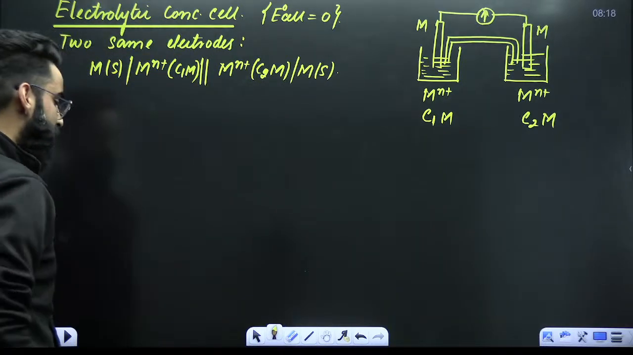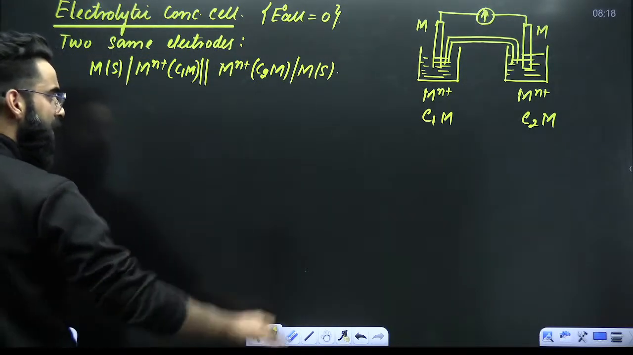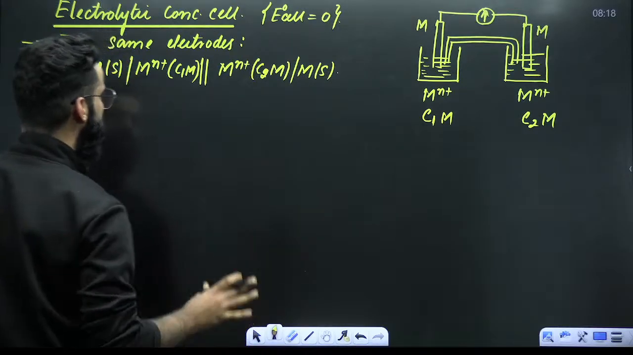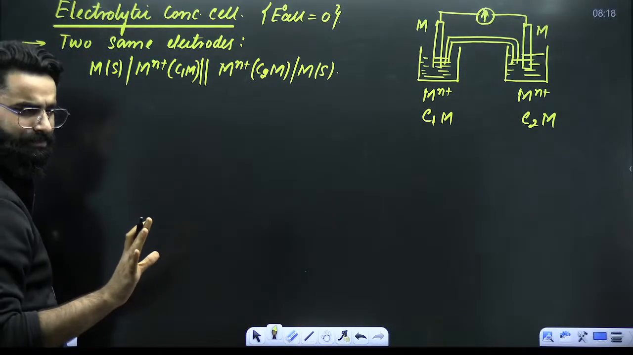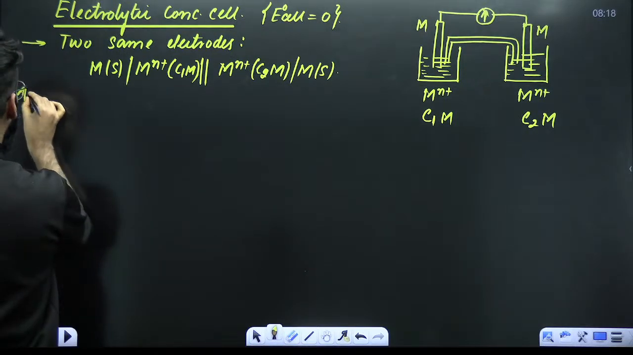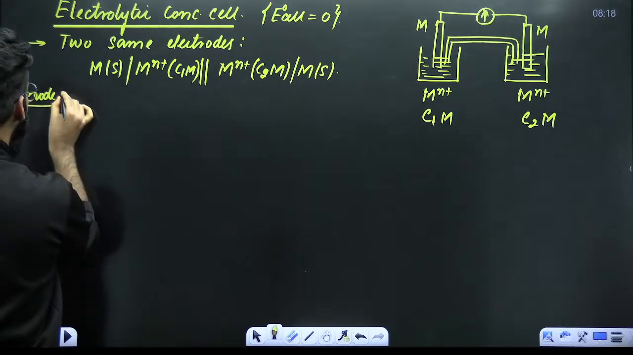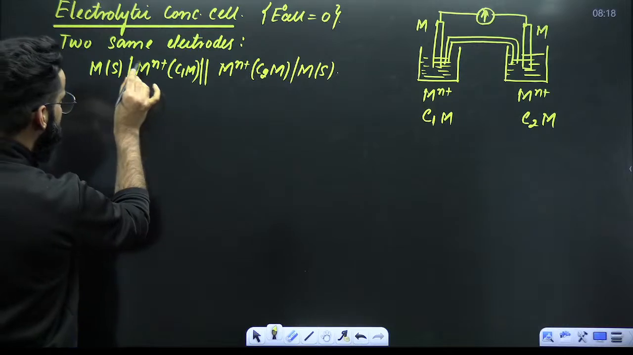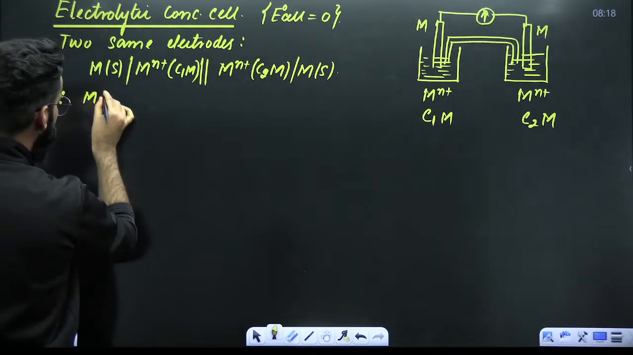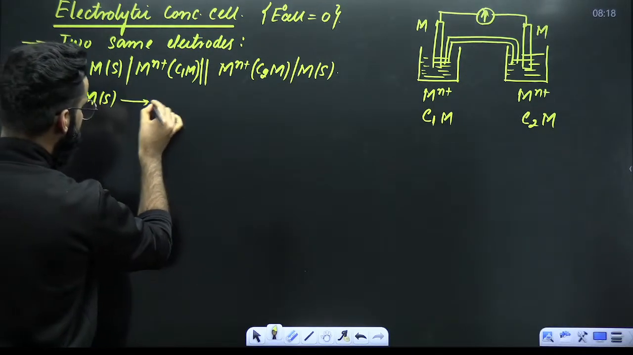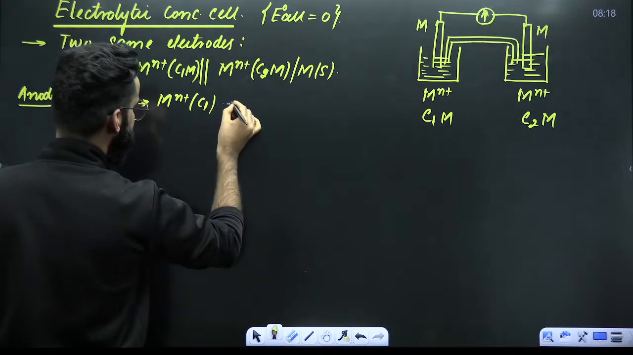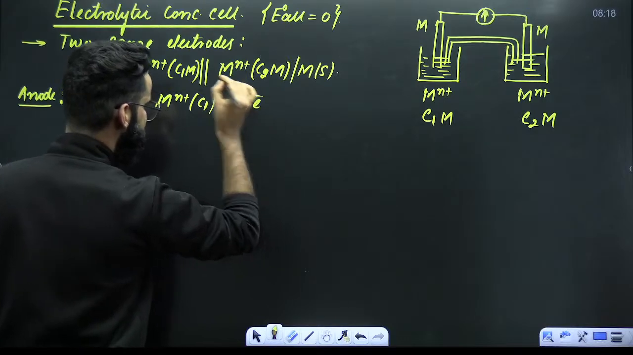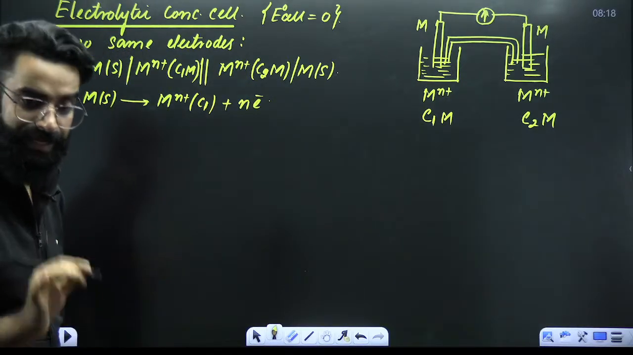Okay. Now try to understand. First of all, for this particular cell to be working, what should happen? At anode, oxidation should happen, right? So first of all, what has to be the reaction at anode? At anode, your M should get converted to Mn positive. So the reaction at anode has to be M solid getting converted into Mn positive with concentration C1, plus n electrons.